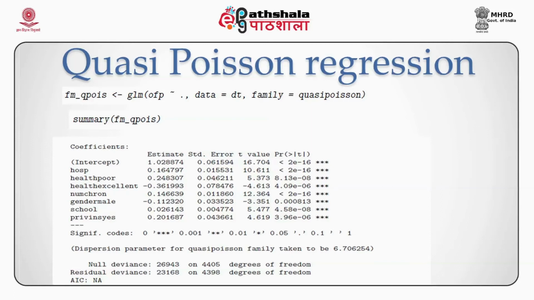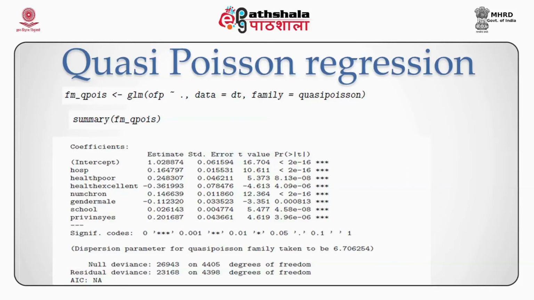As before, we get the null deviance and the residual deviance. However, fitting a quasi-Poisson option does not return the Akaike information criterion, and the reason for this is that when we fit a quasi-Poisson model, we are assuming that there is a relationship between the variance and the mean without specifying a likelihood. So in the absence of a likelihood, we are not able to define the Akaike information criterion.